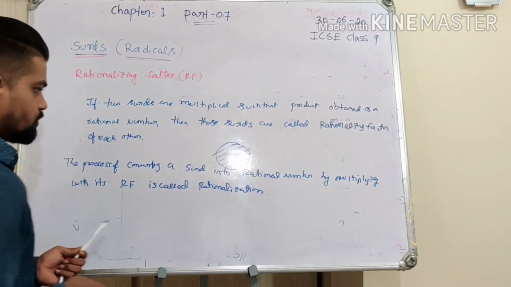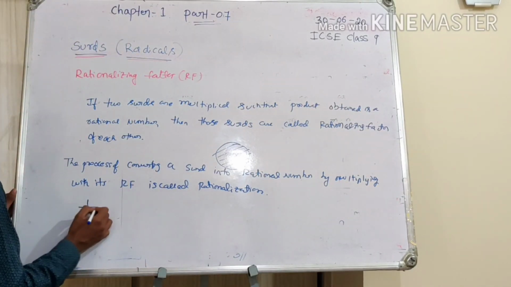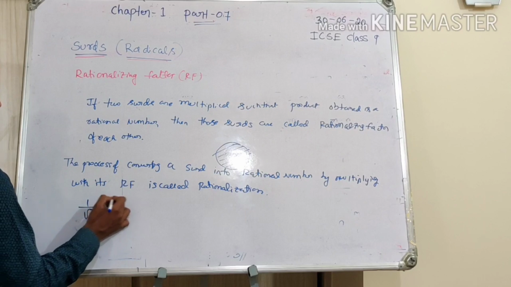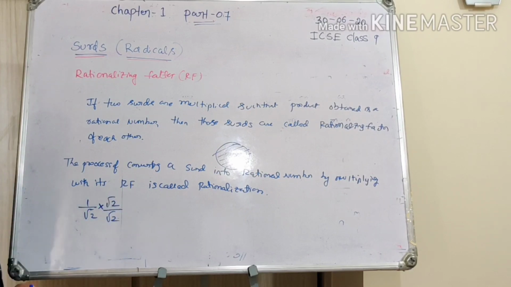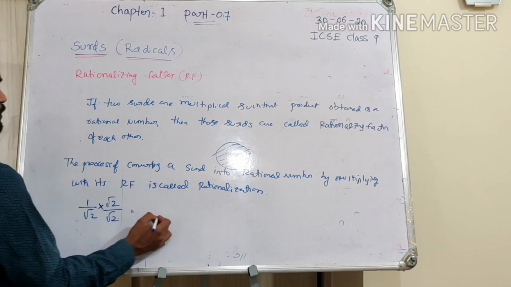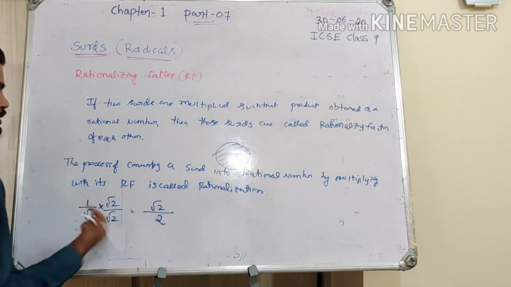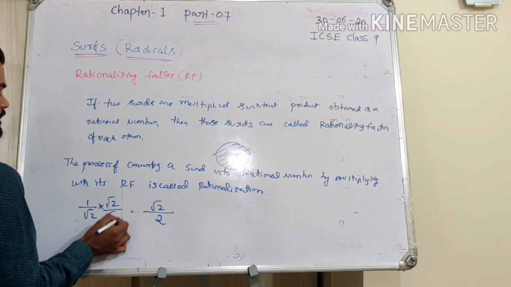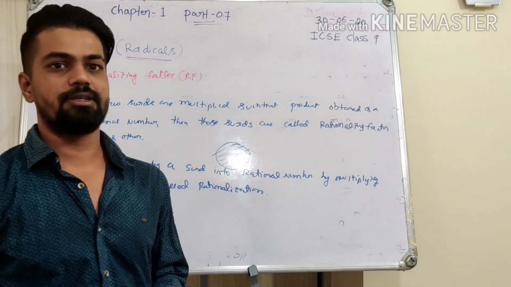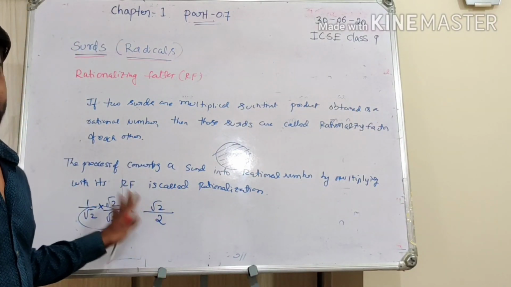For example, if I have 1 by root 2, we have an irrational number in the denominator, and I should not have an irrational number in the denominator. So I will not change the value, but I will make the denominator rational by multiplying by root 2. Root 2 into root 2 becomes 2, whereas the numerator is root 2. So I rationalized the denominator, by multiplying by its rationalizing factor.